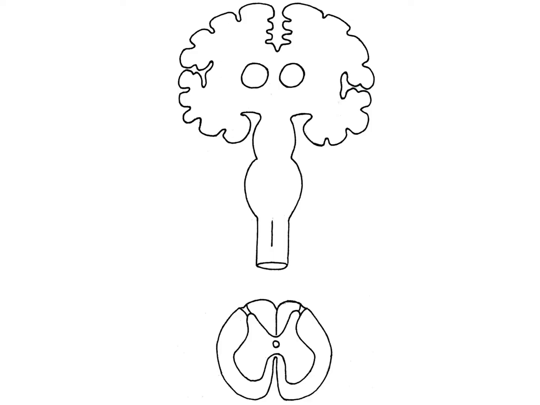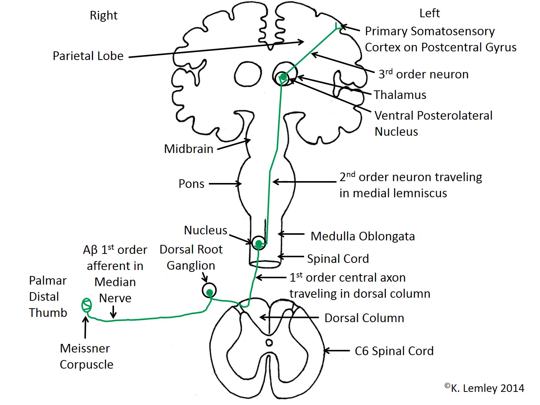Let's draw in our complete pathway. And here you can see the complete pathway. Now I'm going to pull up a pointer. Here I have selected a Meissner's corpuscle for my discriminative touch receptor. You can select any receptor that you like as long as it's consistent with the area of body that you have indicated. My Meissner's corpuscle is going to be on the palmar aspect of the distal thumb.